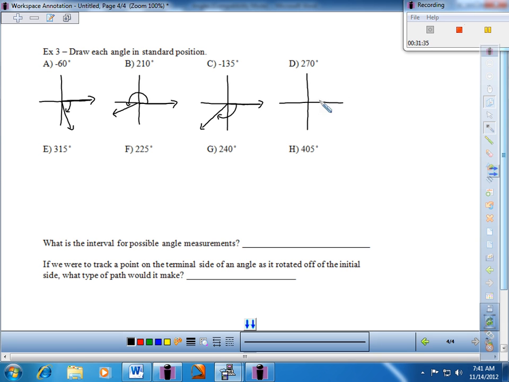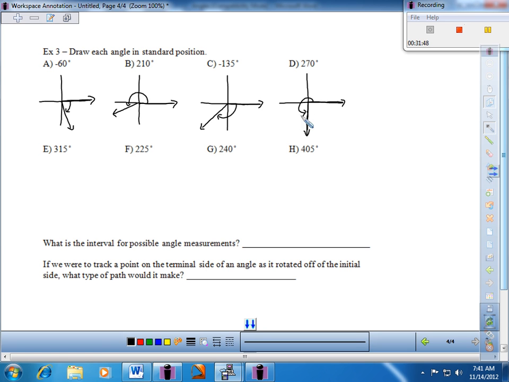Okay, 270. Again, just working our way around counterclockwise. There's 90, there's 180. There it is, 270. I think we're on the negative y-axis when all's said and done. That's it right there. That's 270 degrees.